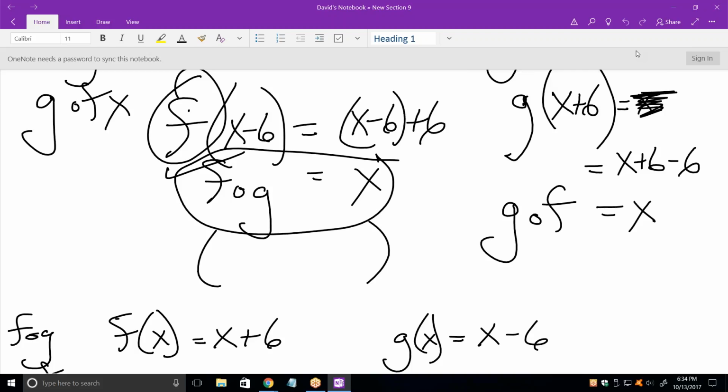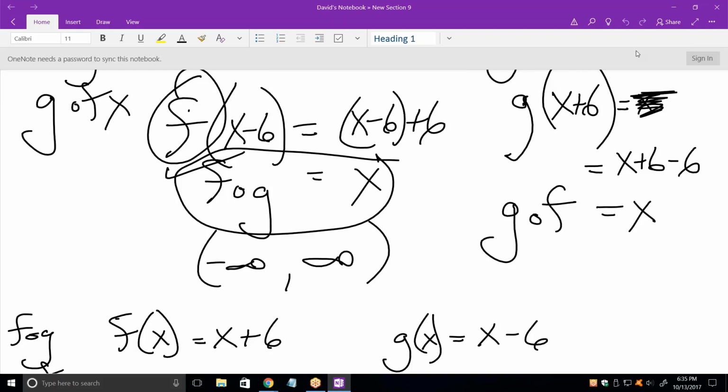Are we dividing by 0 or taking square roots with f of g? Is there anything x cannot be? Tell me a number that x can't be. It can't be 6, can it? It can be all real numbers. In other words, we're not dividing and we're not taking square roots. When you're not dividing and not taking square roots, the domain is usually all real numbers, which in interval notation is minus infinity to plus infinity.